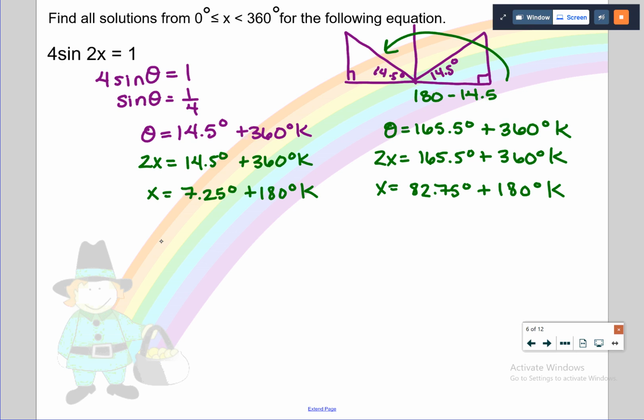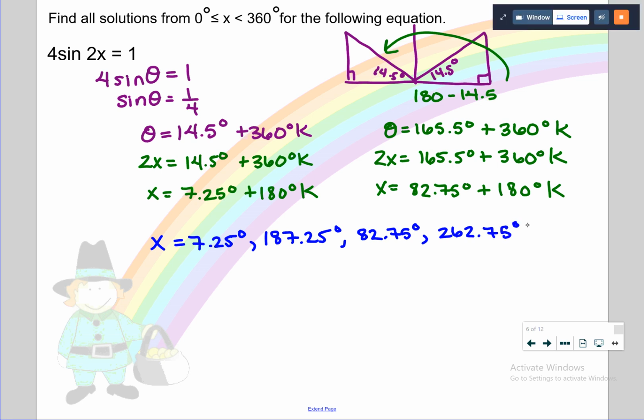Okay, answers. 7.25 plus 180 is 187.25. Plus 180 would be too big. My next answer is 82.75 plus 180, which would be 262.75. Plus 180 would be too big. Okay, and you can always double check, make sure you subtract. You're not going to get any extra answers, but usually it goes the other way. Questions there?